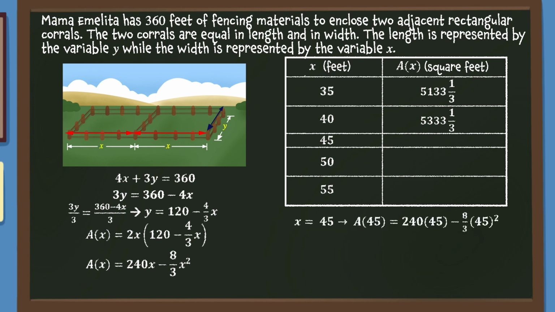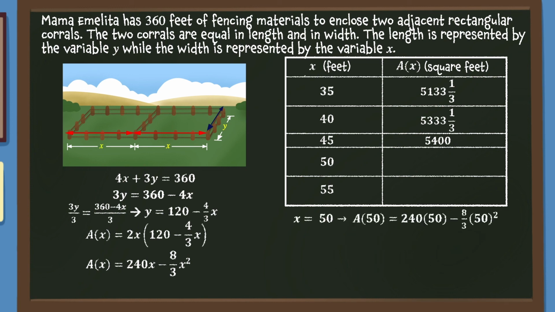When x is 45, A of 45 is equal to 240 times 45 minus 8/3 of the square of 45. A of 45 must be equal to 10,800 minus 5,400. This means that A of 45 is equal to 5,400. Hence, when the width of each corral is 45 feet, the total area of the corrals is 5,400 square feet.